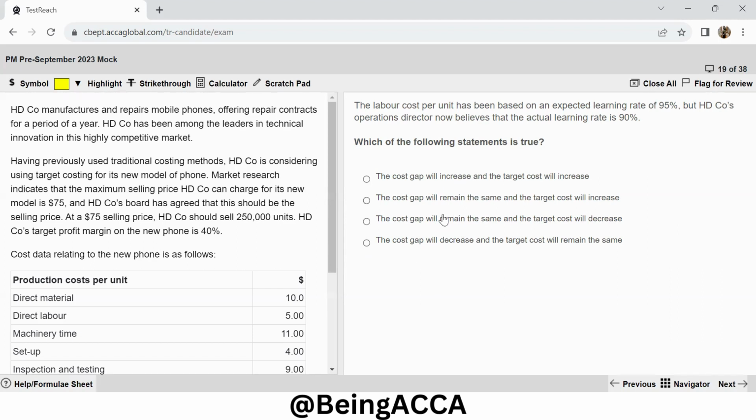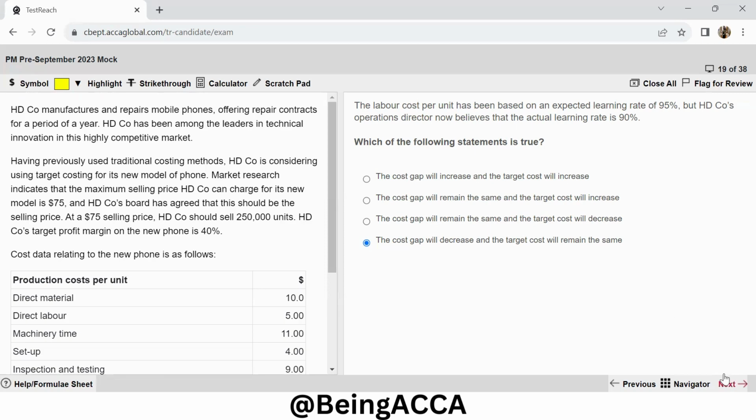So the three options eliminate on their own, and the target cost will remain the same because target cost is not influenced by your learning rate. Target cost is something that you have already set: this is the thing that we need to sell at. This is our target selling price. It is influenced by external conditions and also your margin that you want to attain, and not by your learning rate. So that is why your cost gap will decrease and the target cost will remain exactly the same.